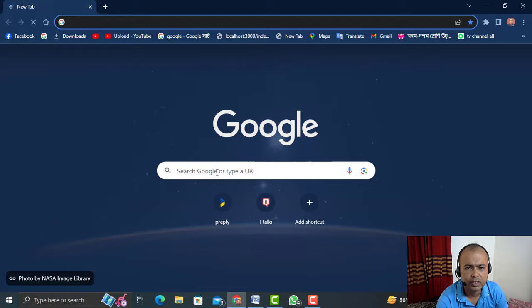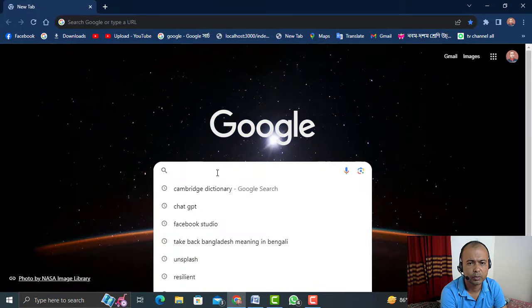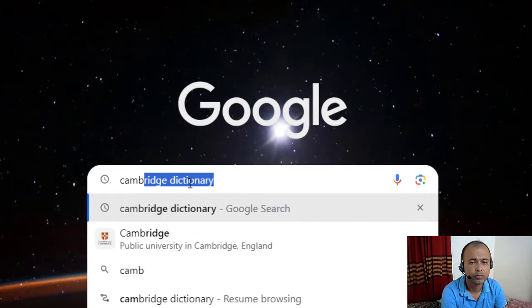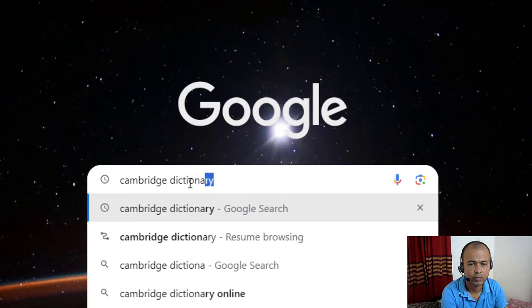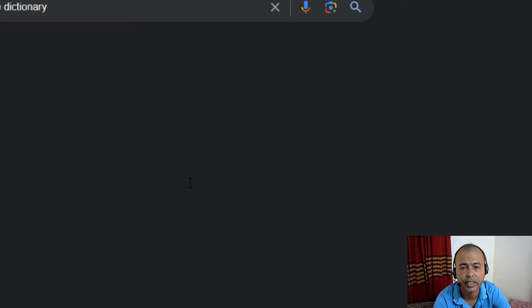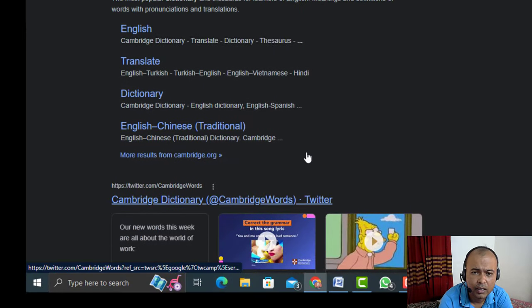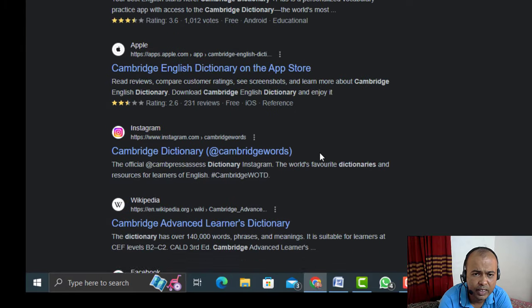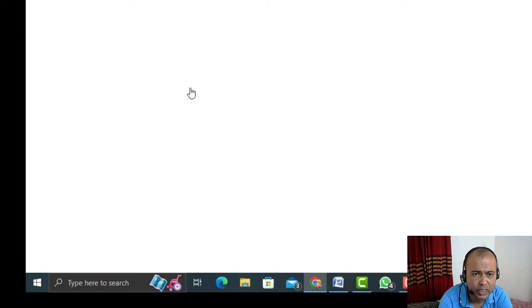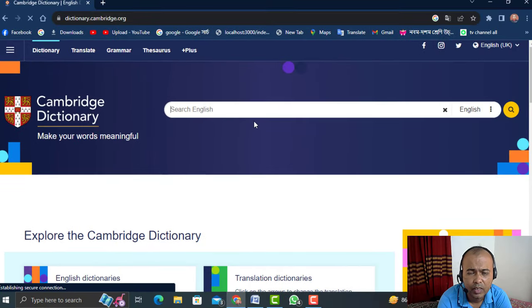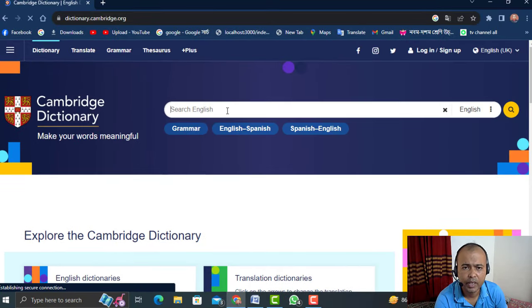and then type in the search box Cambridge Dictionary. And then click enter. You will get some links here, but I think Cambridge Dictionary would be in the first row, so click the first link of Cambridge Dictionary and then you will be in the Cambridge Dictionary website.